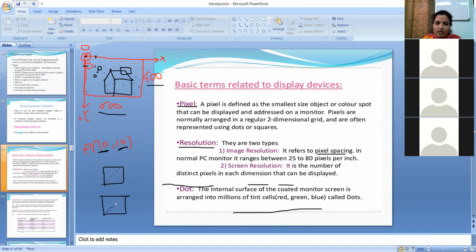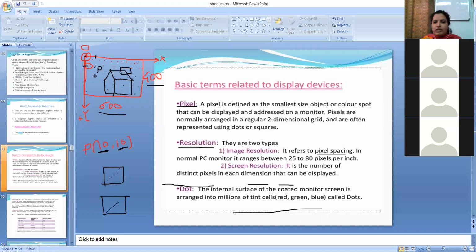So within the small area, the total number of pixels accommodated is more, and that's why I am going to get a more clear image. Here I am going to get a distorted or disturbed image. But if the number of pixels in the fixed area is more, then the picture will be more clear. So if the resolution is 80 pixels per inch, I will get a more clear image than that of 25 pixels.